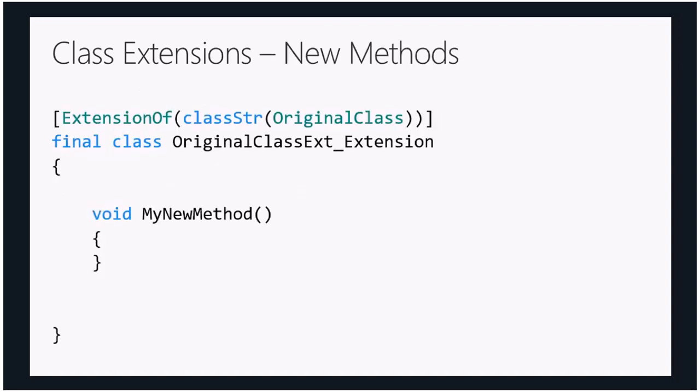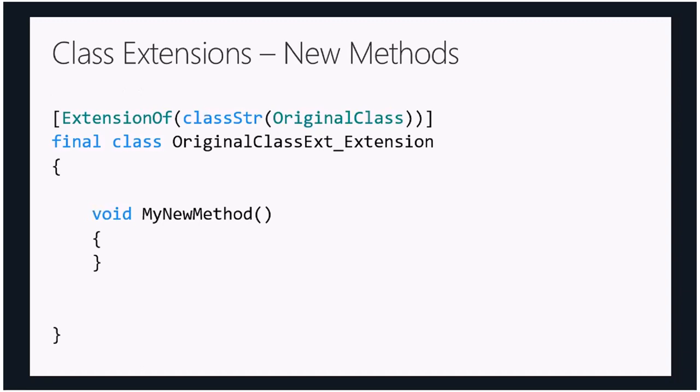Class extensions must end with the suffix _extension, and they must be decorated with the ExtensionOf attribute. They also must be marked as a final class, as there is no option to derive from these. As we discussed previously, it makes sense to include a unique prefix in the name. The name before the underscore extension does not need to exactly match the original class name. The actual mapping is done through the attribute.